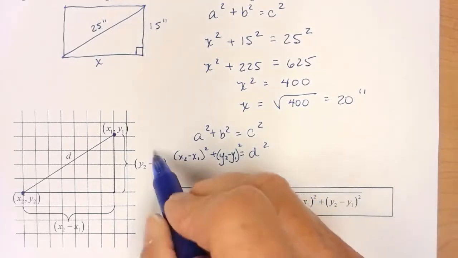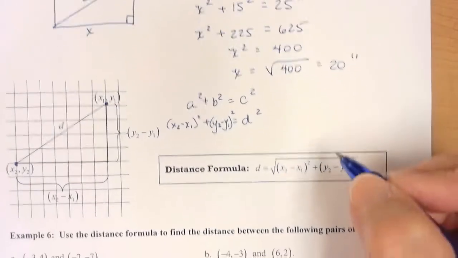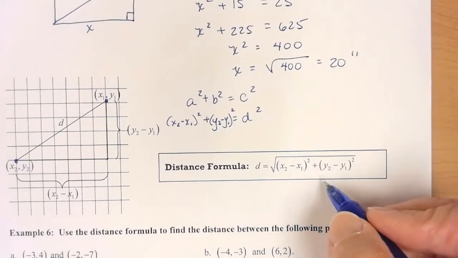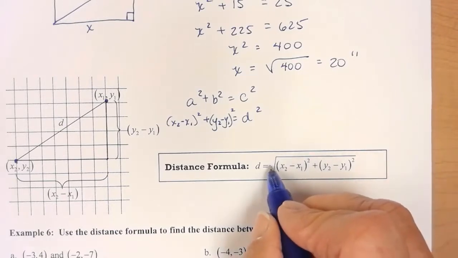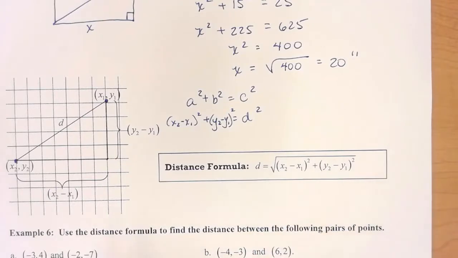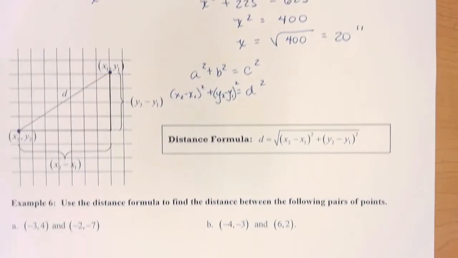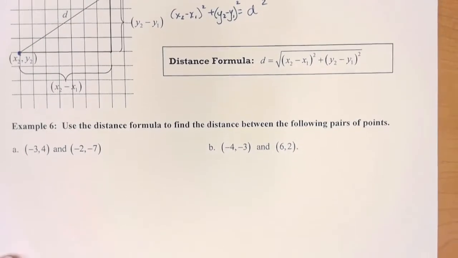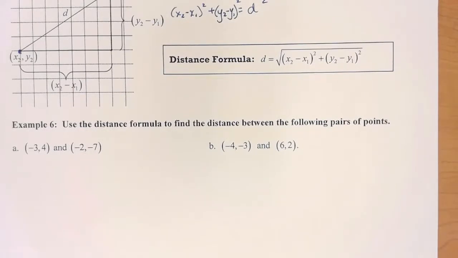And if I take square root of both sides, I end up with this formula. But notice there is no plus or minus. Distance is positive, so it's always the positive version. So we're going to use the distance formula to find the distance between the following pairs. And you need to know these formulas, both the Pythagorean Theorem and your distance formula.